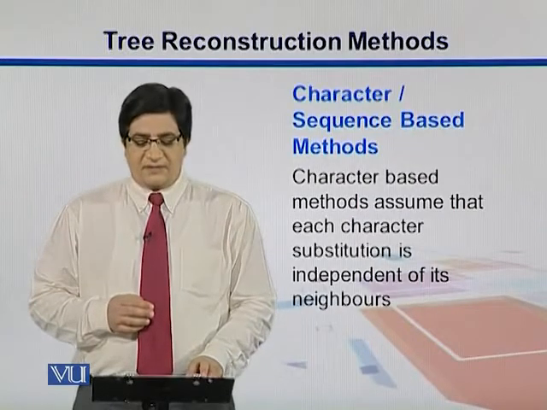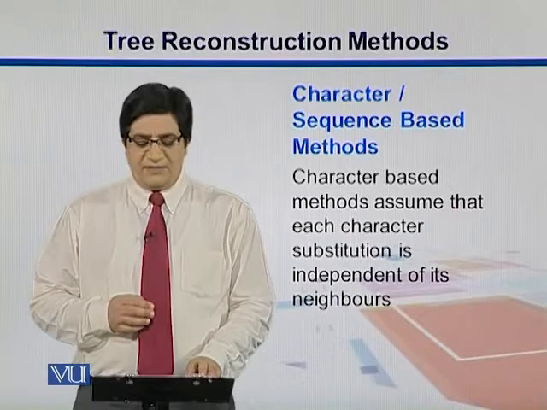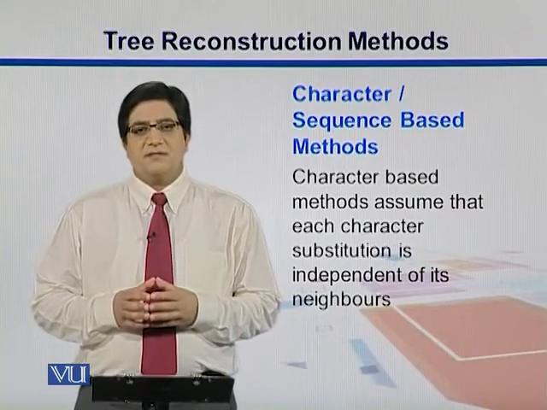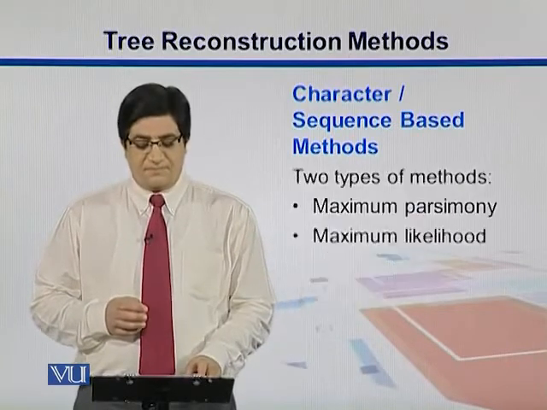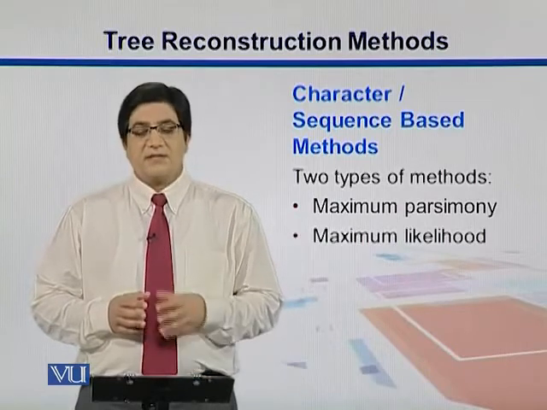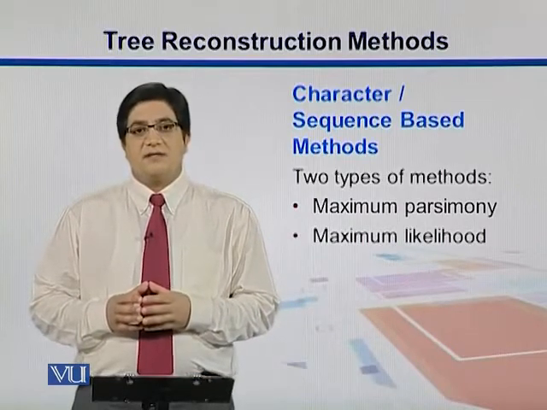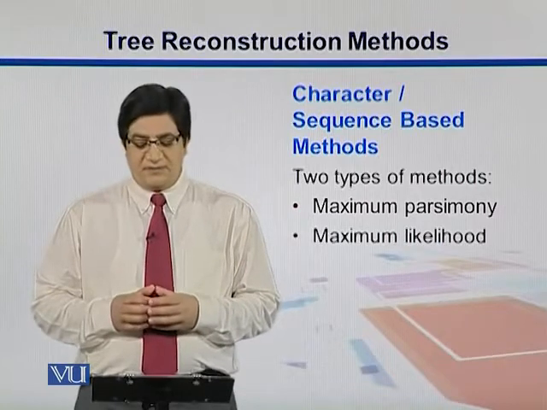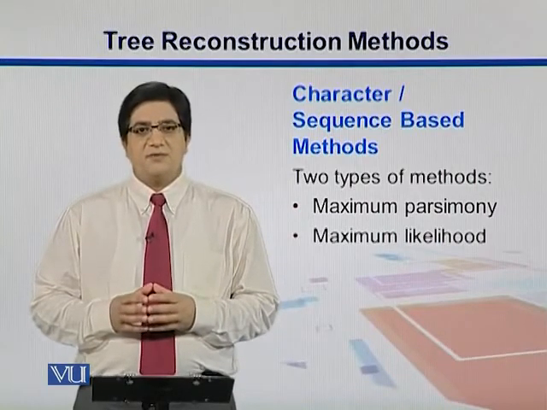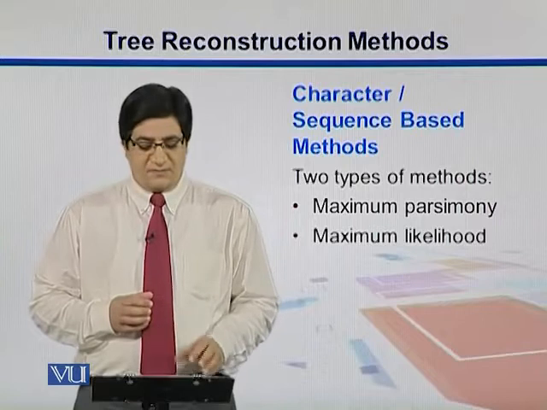Character based methods assume that each character substitution is independent of its neighbors. In this character or sequence based category, again there are two major types of methods. One of them is maximum parsimony and the other one is maximum likelihood.